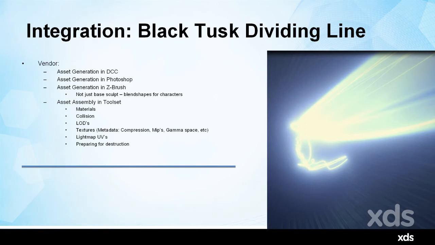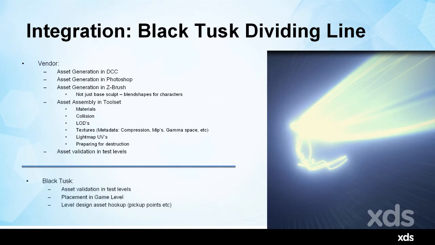Then they do asset assembly in the toolset. So they make all the materials in the engine, collision meshes, LODs in the engine, all the textures. They set up the MIP maps, the gamma space of the textures in engine. They do all the light map UVs, and they also set up all the destruction systems for our assets in the engine. And then they validate their asset in a test level. That's an important step. And then when the asset gets to Black Tusk, we validate the asset in a test level as well, first step, and then place it in the game level, and then set up things like level design hookup, like pickup points, things like that that live in the level, not on the asset.